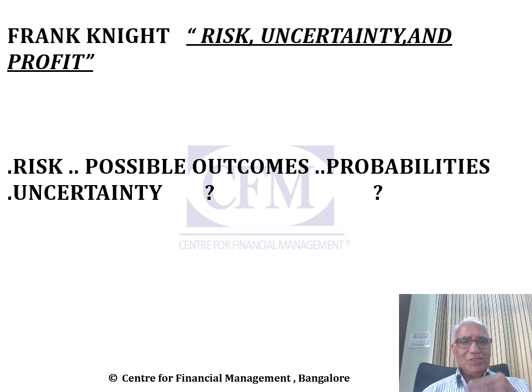In the early 20th century, Frank Knight, an eminent American economist, wrote a seminal book titled Risk, Uncertainty, and Profit. In this book, he made an important distinction between risk and uncertainty. He defined risk as a situation where possible outcomes are known and probabilities can be assigned to these outcomes. Uncertainty, on the other hand, refers to a situation where possible outcomes are not known, let alone the probabilities associated with these outcomes. We seem to be moving toward a world of more and more uncertainty.